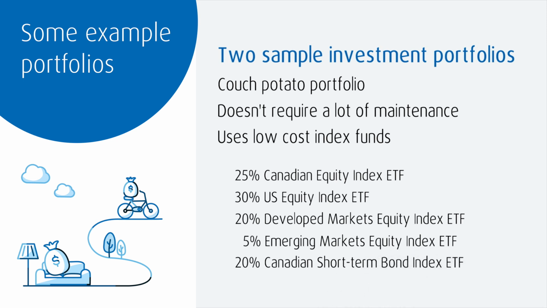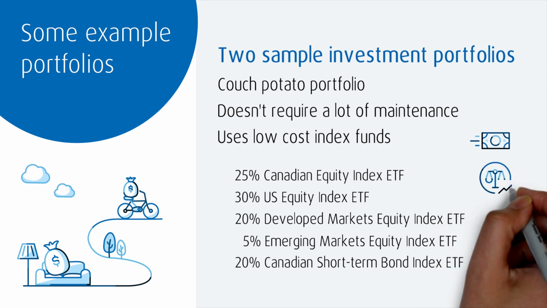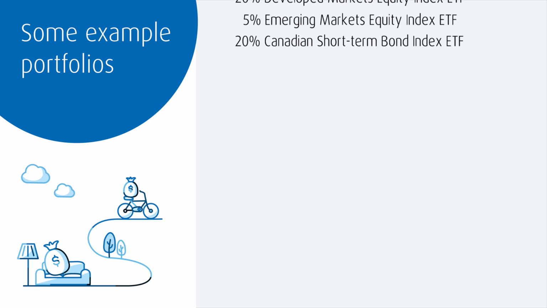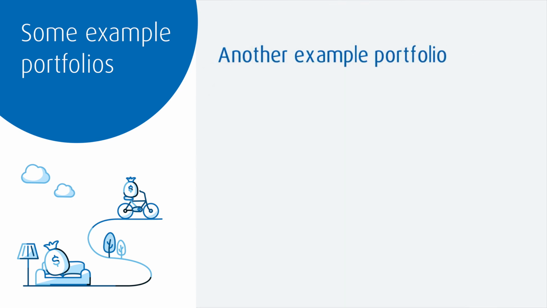Once an investor has set up this portfolio, really all they have to do is keep adding money to their portfolio and try to keep these weightings intact. They may rebalance once per year, or they can use the addition of money into the portfolio to buy units of the funds that are most below target, or they can use a combination of both. Let's look at another example portfolio.